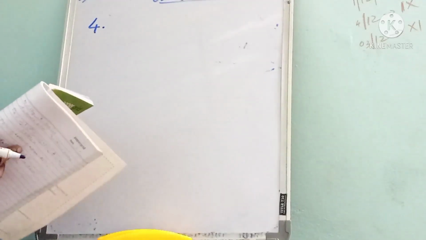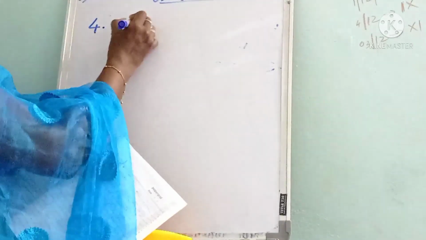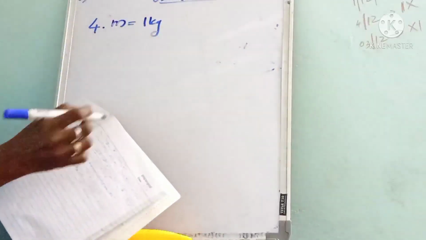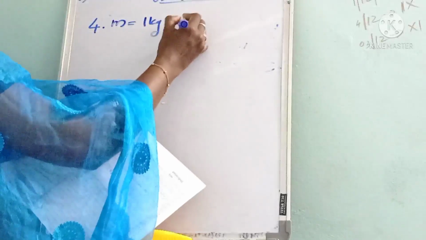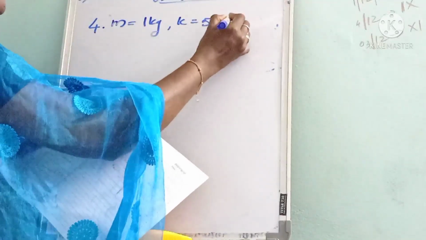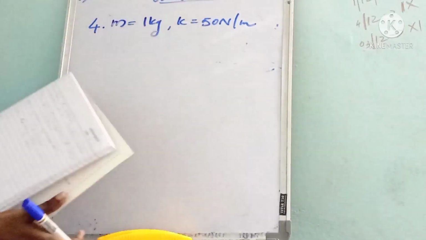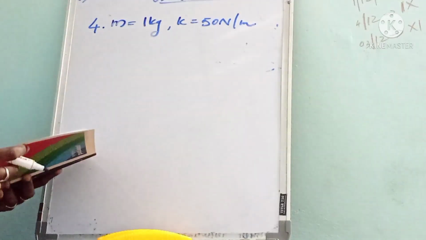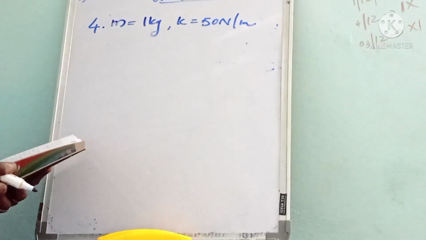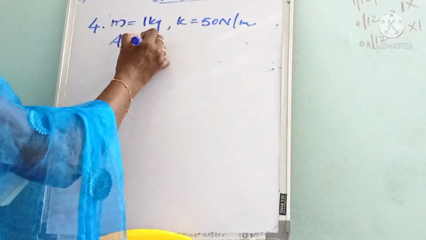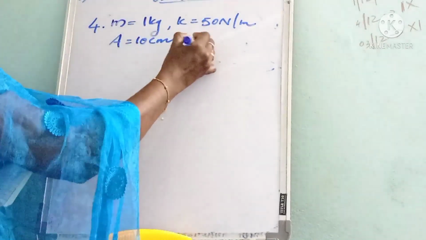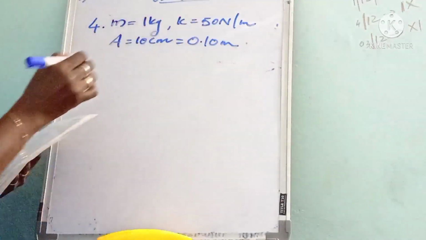Here the mass of the block is m equal to 1 kg, fastened to a spring. Then the spring has a spring constant, that is k equal to 50 Newton per meter. Actually, the block is pulled to a distance of x equal to 10 centimeter from the equilibrium position. That is actually the amplitude. A is equal to 10 centimeter, that is 0.10 meter.